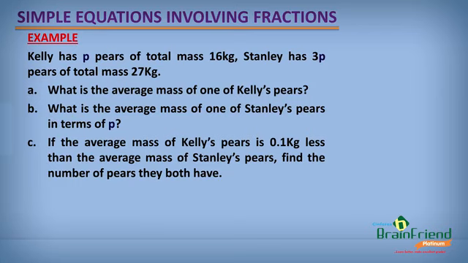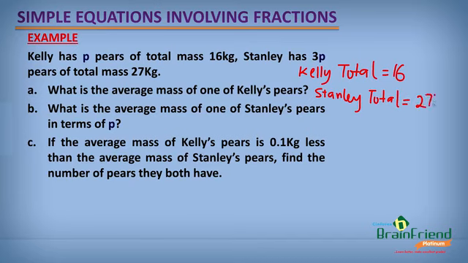Now we are told that Kelly has P pairs, and the total mass for Kelly is 16 kg. And for Stanley, Stanley's total is 27 kg. But the number of pairs Kelly has is P, call it P, while that of Stanley is 3P.